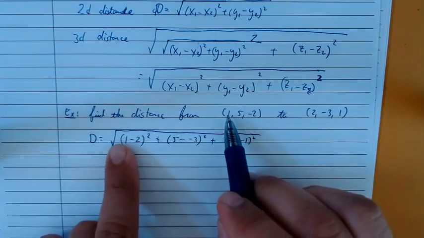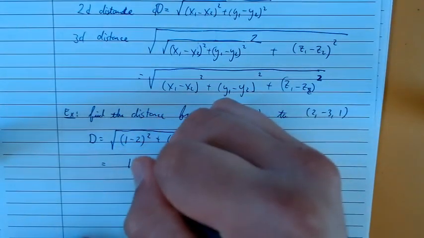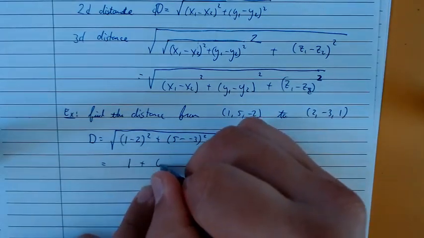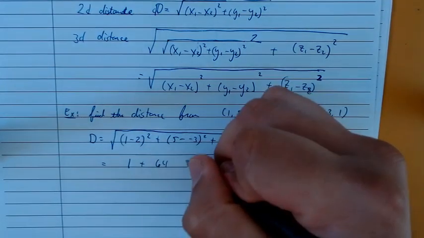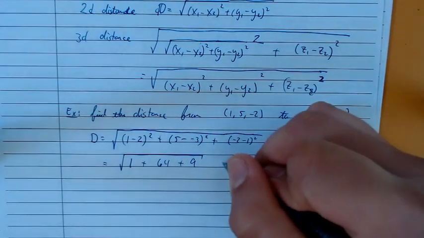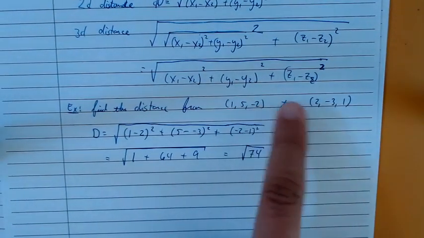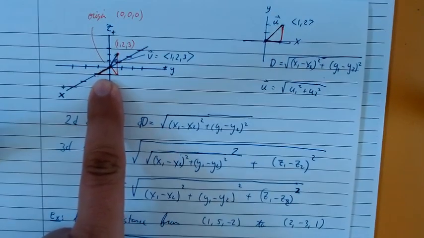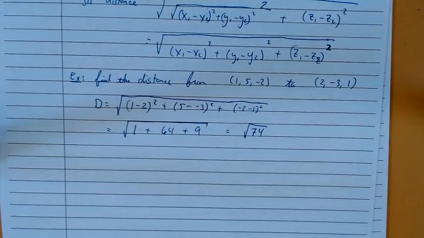All right, so 1 minus 2, that's negative 1. And when you square that, that's a positive 1. Plus 5 minus a minus 3, 5 plus 3 is 8. Square that is 64. And then negative 2 minus 1 is negative 3. Squared is positive 9. Put that all under a square root. So in the end, it looks like 74. Square root of 74 is the distance between those 2 points. So although geometrically it's a little harder to interpret or even represent, algebraically, hey, it's basically what we're used to.